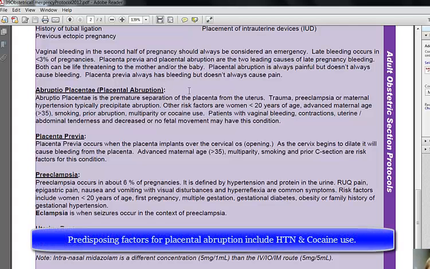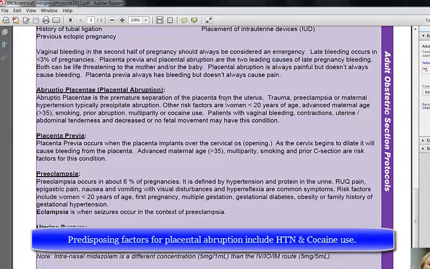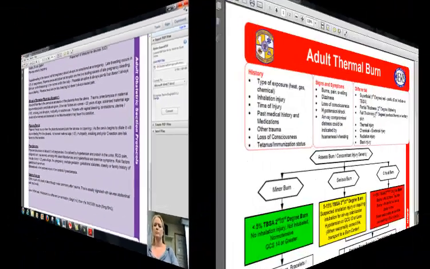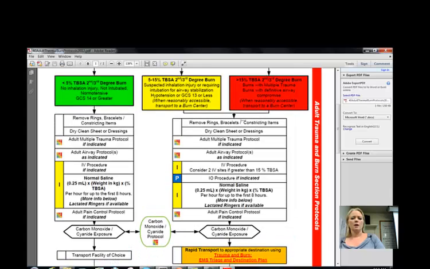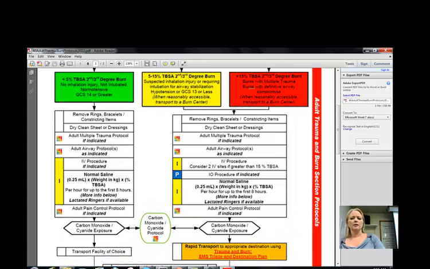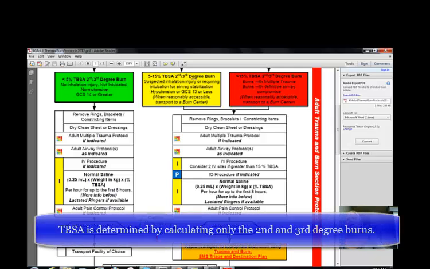The predisposing factors for placental abruption are hypertension and cocaine use. The burn protocol, there's really nothing different on this protocol from before. The important thing to remember here is that you only count second and third degree burns when you're talking about total body surface area burned. So if it doesn't blister, you don't count it.